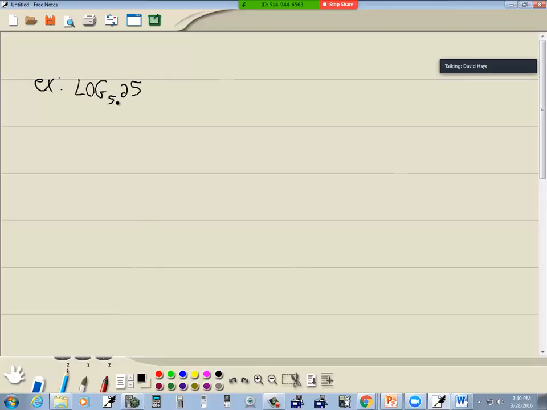We got log base 5 of 25. Well, our base is 5. So what we try to do is we try to rewrite this number here, the 25, as our base to a power. And 25 I can rewrite as 5 squared. Now if you can get these two numbers matching, they're both 5s, then the log and those two numbers are going to cancel, and the exponent drops out of the exponent, and that's our answer. So our answer is 2.